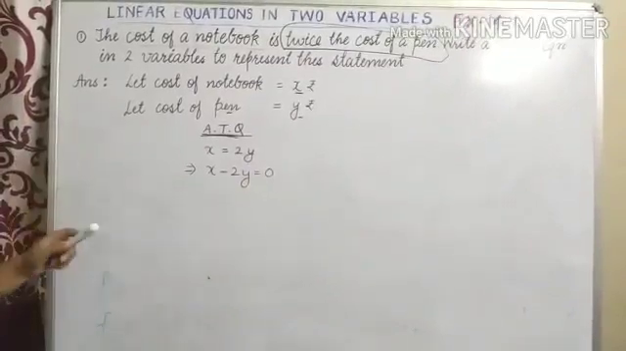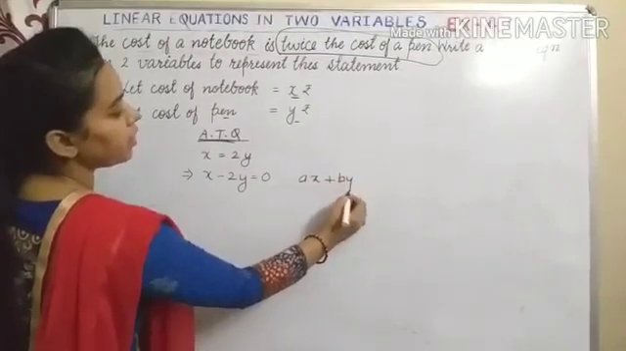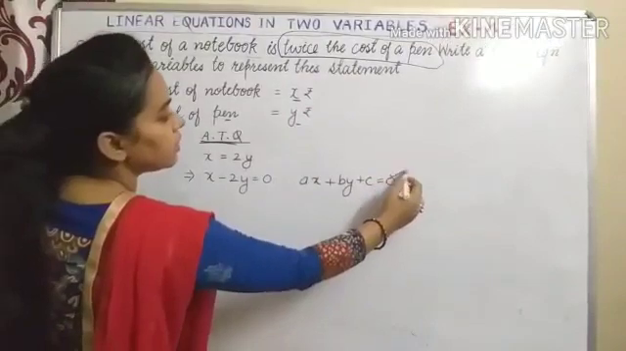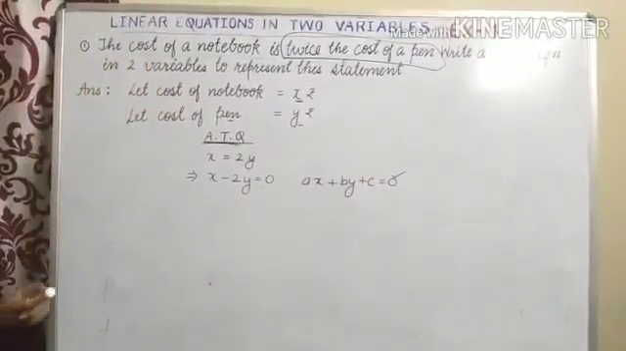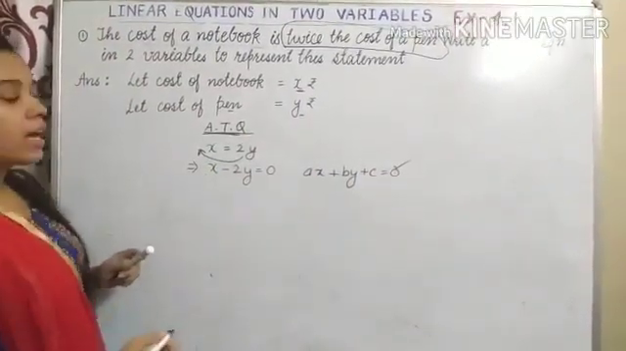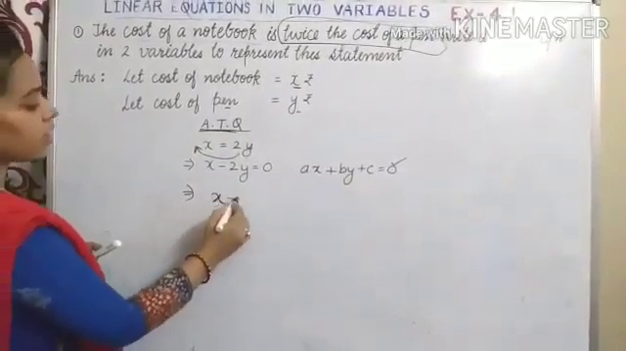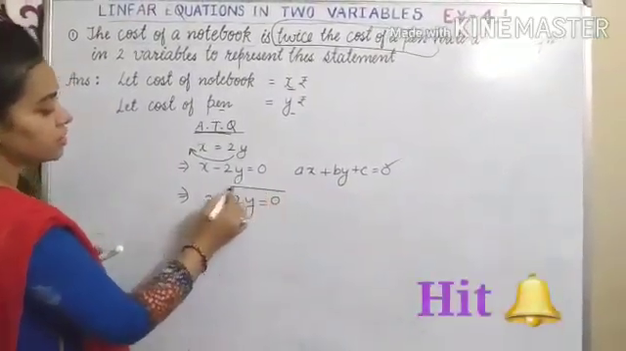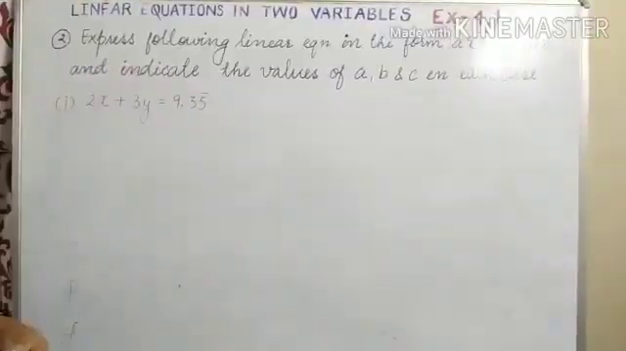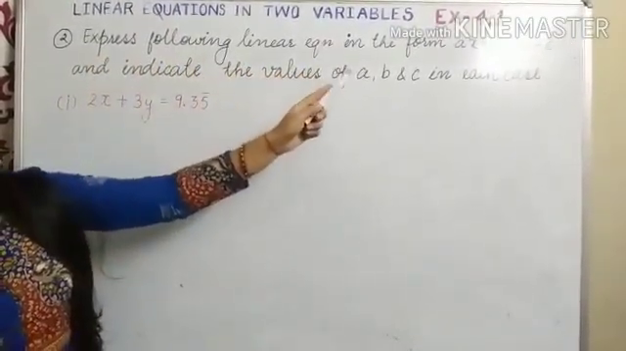And as I have already explained, the general equation is ax plus by plus c equal to 0, which means there should be nothing on the right side of the linear equation. Therefore, we will take this 2y onto the left side of the equation and it becomes x minus 2y equal to 0. And this is our final answer. This is the equation of this question.